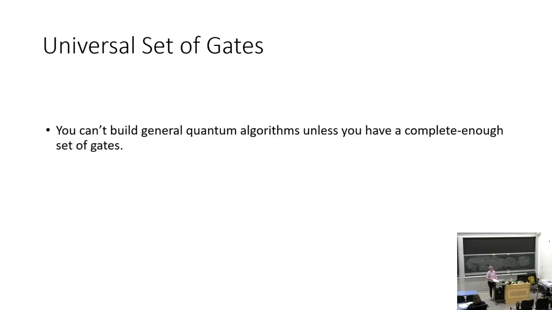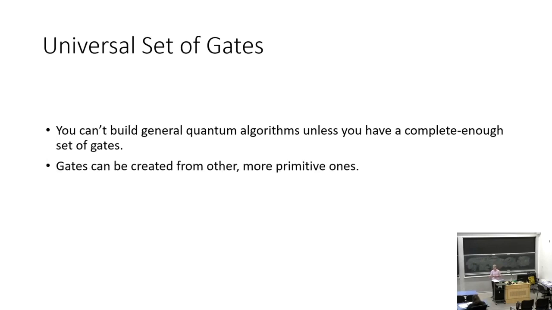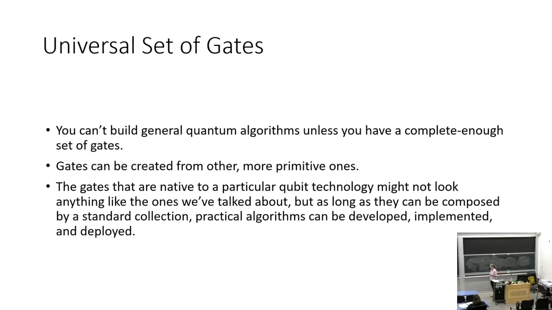All right, so a universal set of gates. You can't build quantum algorithms unless you have a complete enough set of gates. And gates can be created from other more primitive ones. We've seen some examples of that. The gates that are native to a particular qubit technology might not look like anything that we've seen so far, but so long as they can be composed by some standard collection, you can develop practical algorithms and implement and deploy those, and that works out fine.